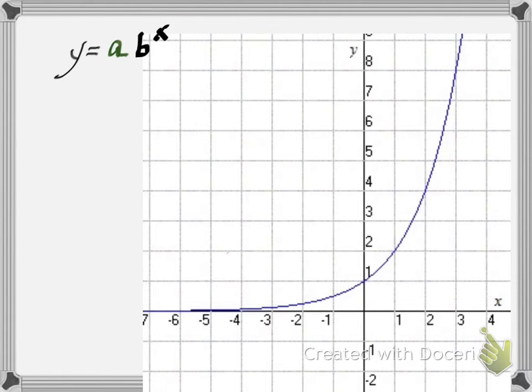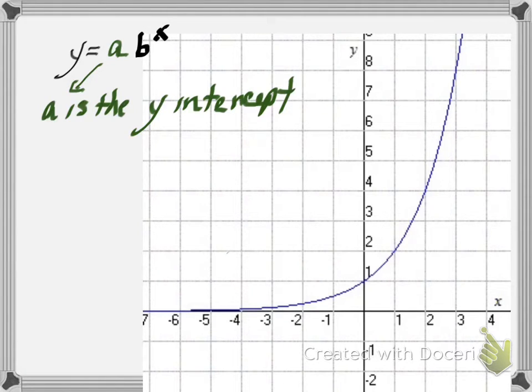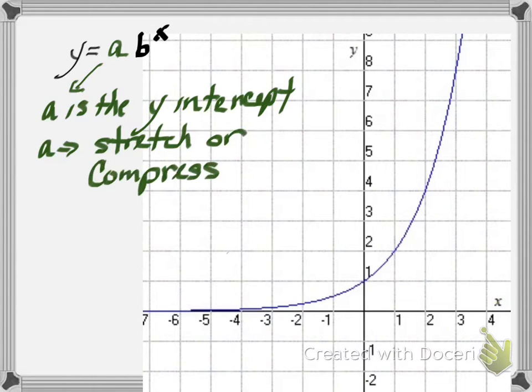So this is the general format: y equals, or f of x equals, a times b raised to the x power. And a is the y-intercept. A will either stretch or compress. And this graph is y equals 2 raised to the x power. The a value is 1. So you can see there, if you plugged in a 0, which is what the y-intercept is, if x is 0, what is y? 2 to the 0 power is 1.